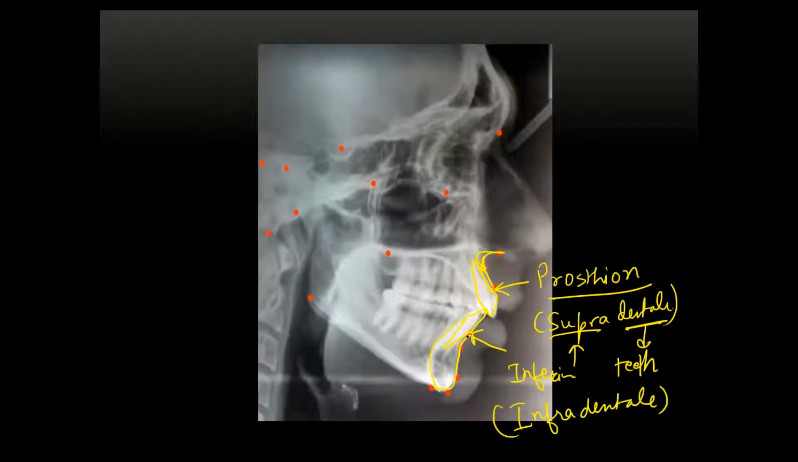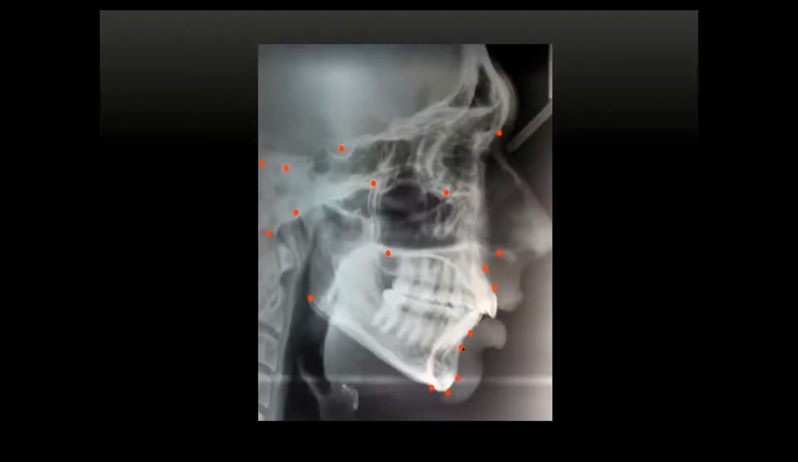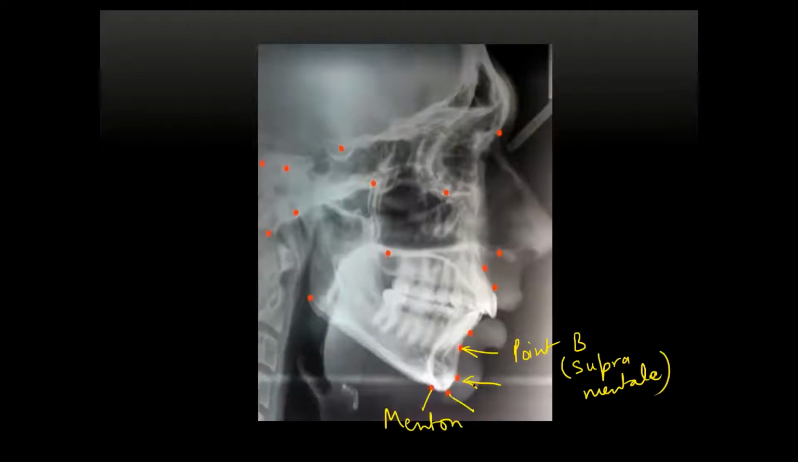Now point B is the deepest point on the anterior surface. Point B is also called supramental, because it is above the menton. This is menton. This is a constructed point. This is pogonium.